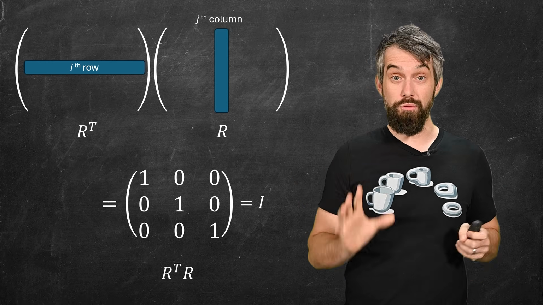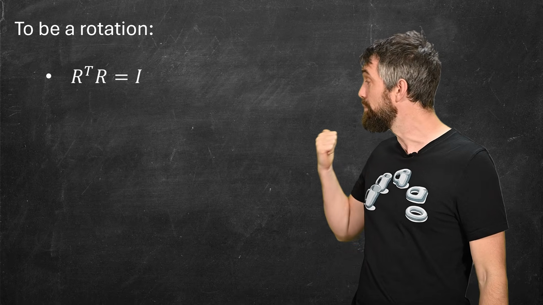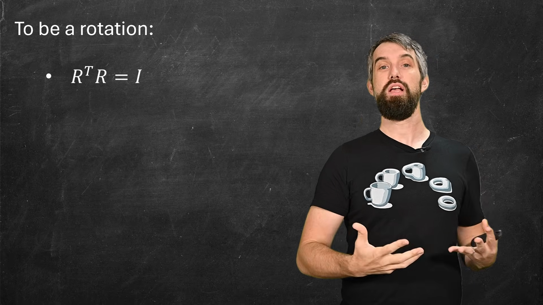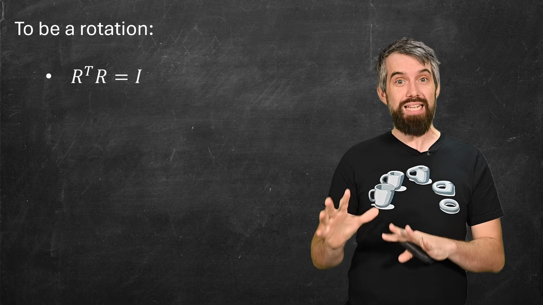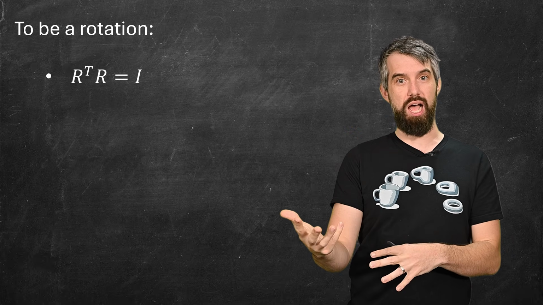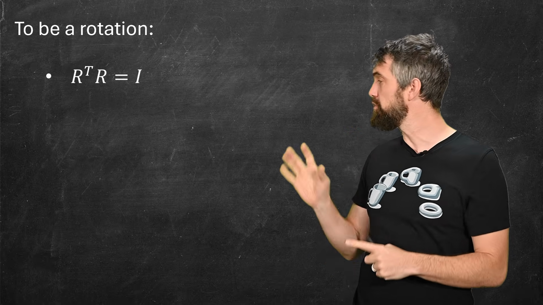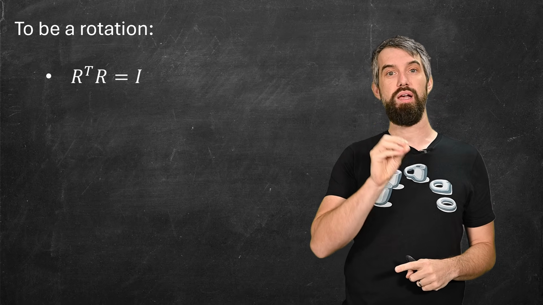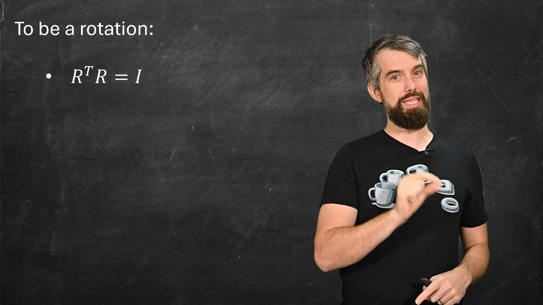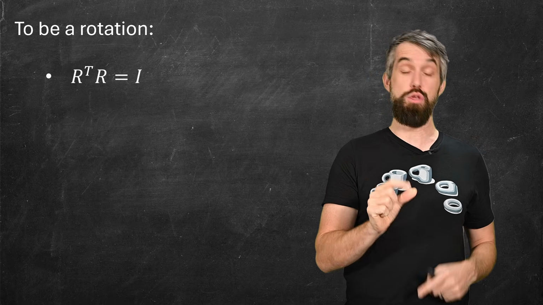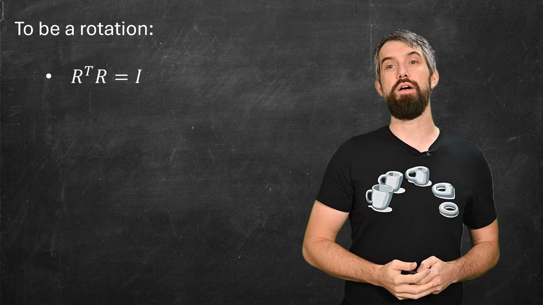Okay, so what have we got? We've got this lovely property, and it says that if you're going to be a rotation, you must have this property that the transpose times the original matrix is equal to the identity. We've cast that geometric property of fixing length and fixing angles between vectors into an algebraic property of matrices. But while this is a necessary condition, it's actually not sufficient to guarantee that you have a rotation. There's one more issue. And now I'm going to introduce the idea of determinants.